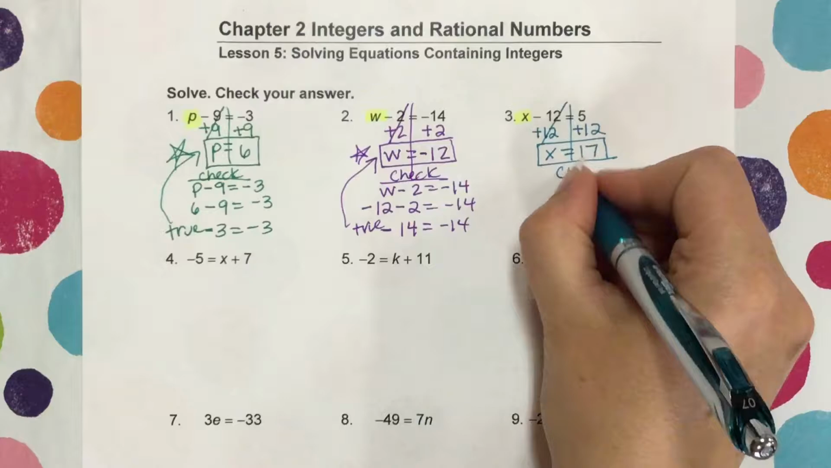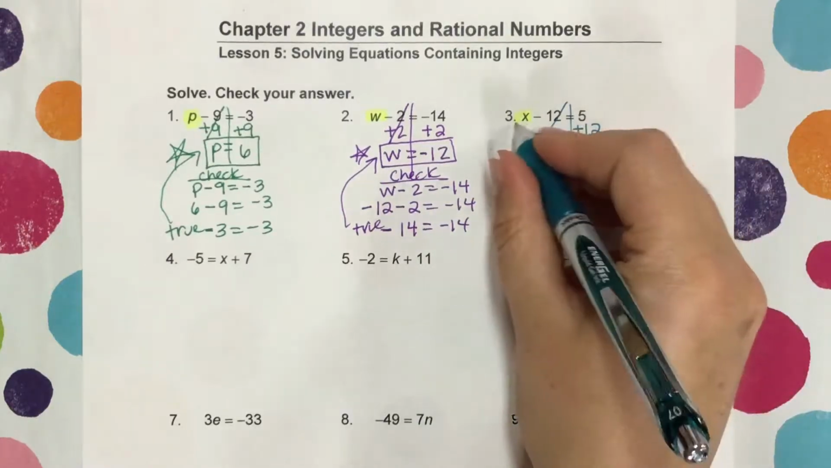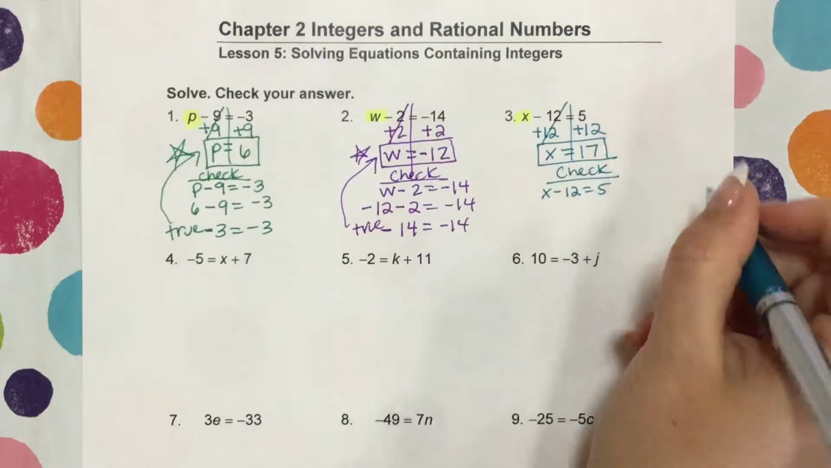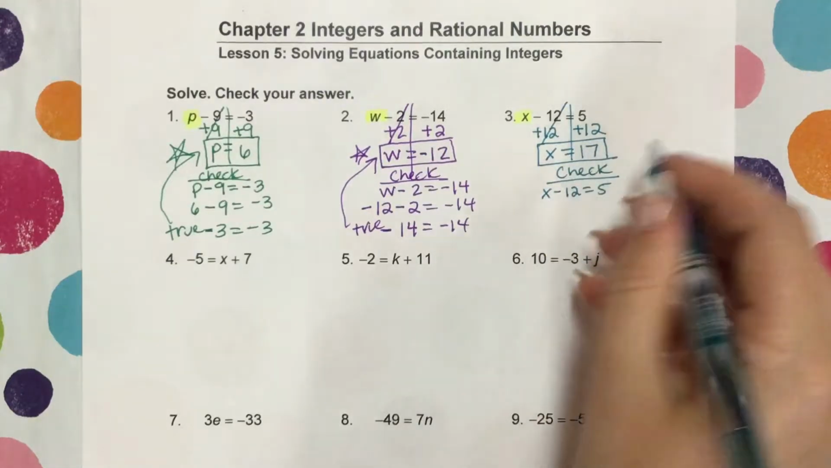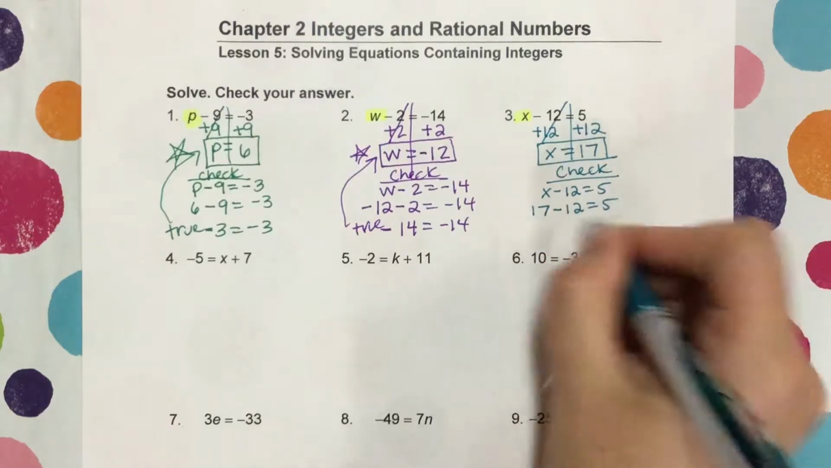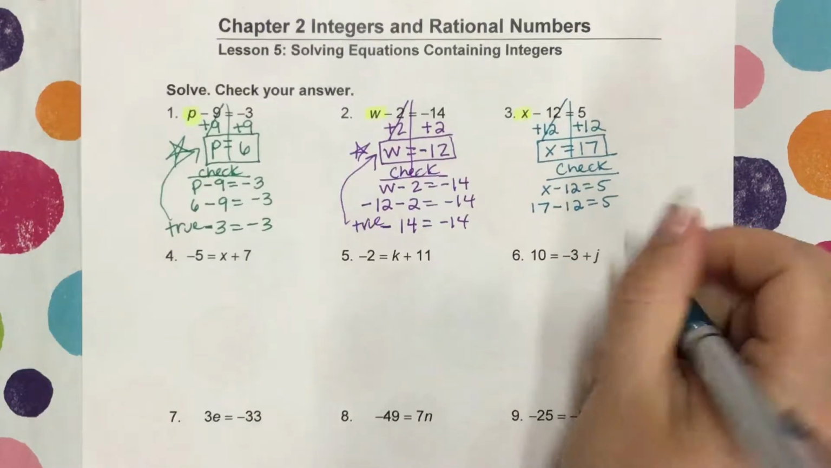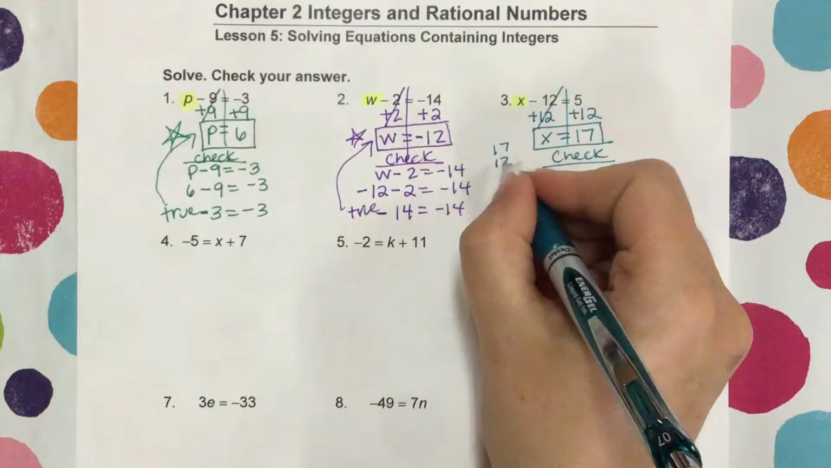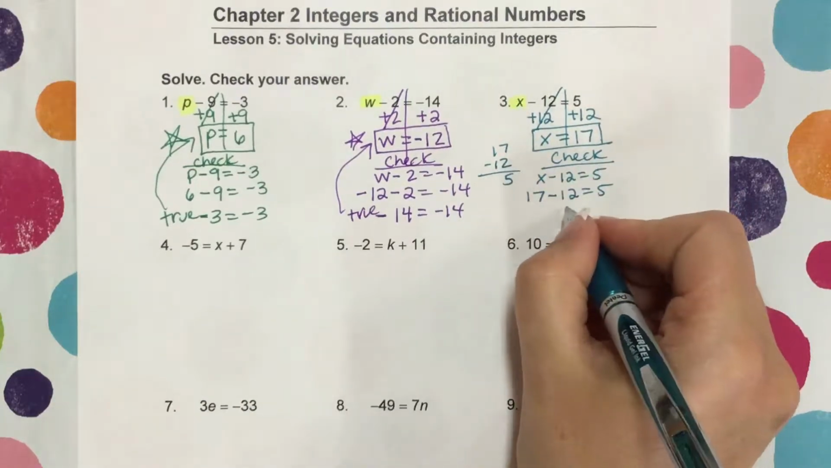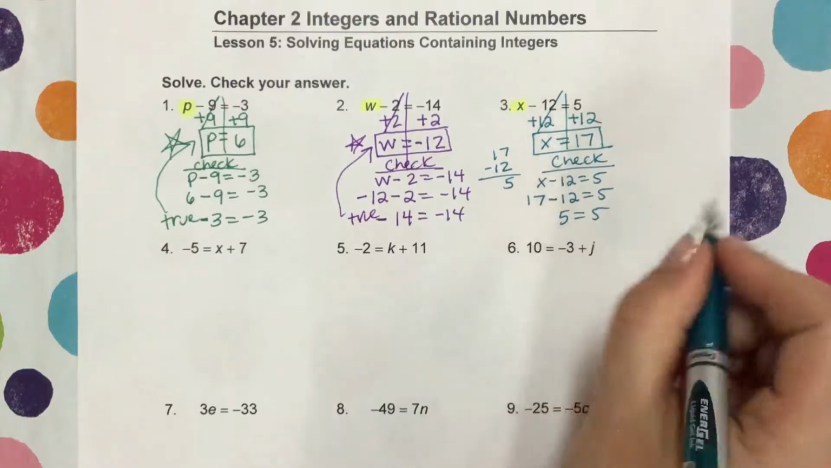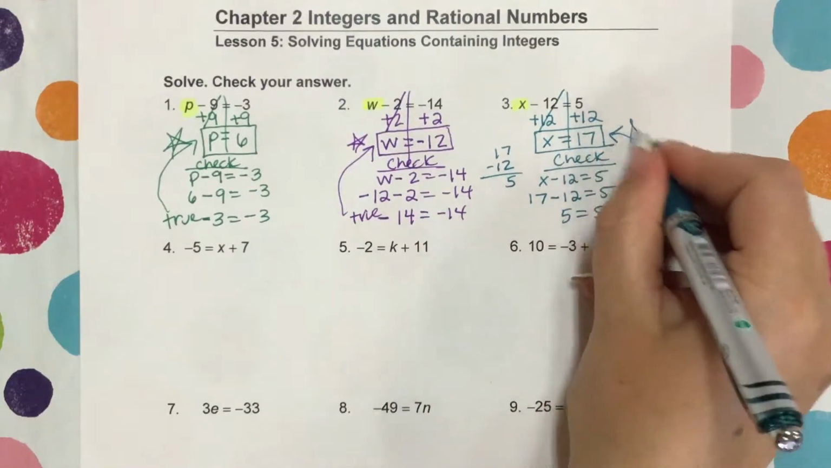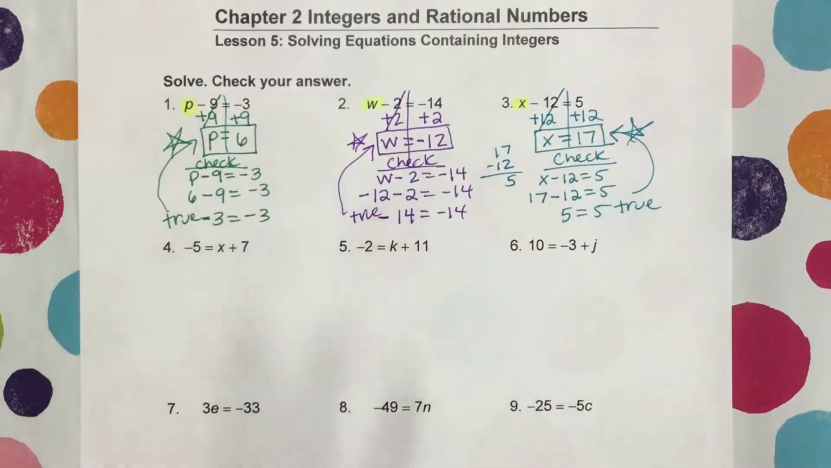Let's go ahead and check our answer. We have our original equation, x minus 12 equals 5. We're going to substitute 17 in for x. And we have 17 minus 12. If I do that, 7 minus 2 is 5, 1 minus 1 is 0, so our answer is 5. So 5 equals 5 is a true statement, so our answer is correct. We did a great job. I hope you got all those correct.